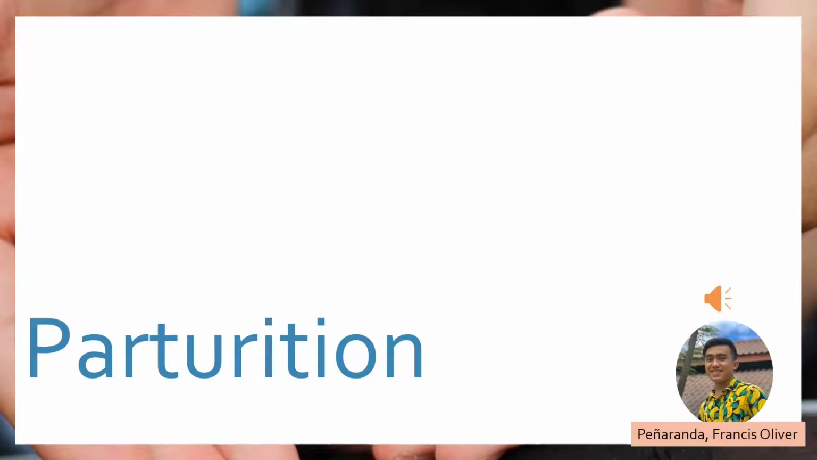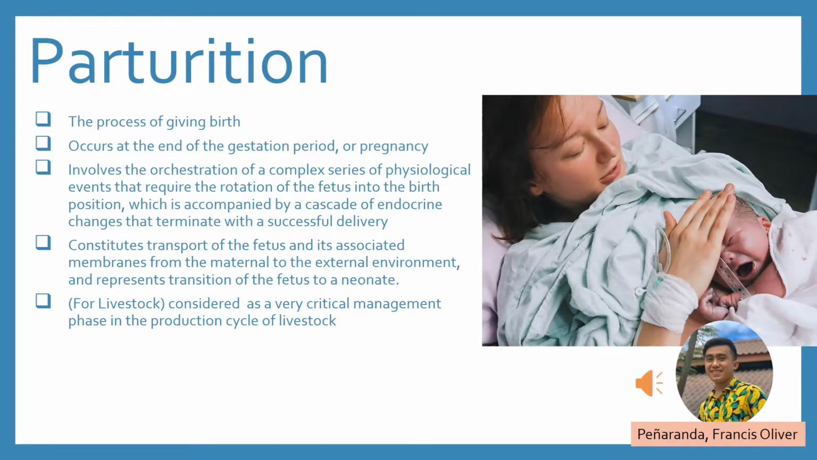Parturition. Parturition is the process of giving birth, which occurs at the end of the gestation period or pregnancy. It involves the orchestration of a complex series of physiological events that require the rotation of the fetus into the birth position, accompanied by a cascade of endocrine changes that terminate with a successful delivery. It constitutes transport of the fetus and its associated membranes from the maternal to the external environment, and represents the transition of the fetus to a neonate.